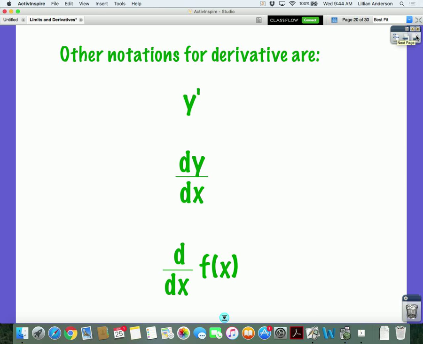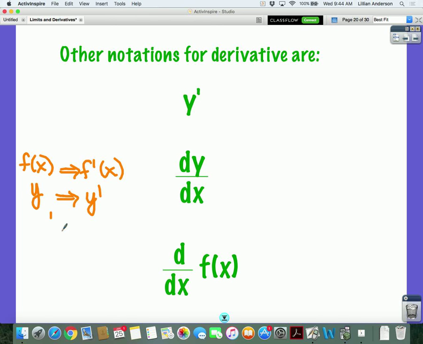Now, some other notations for derivative are what you see up here on the board. It really just depends on how the original function is given to you. If the original function is given to you as f of x and they ask you to differentiate, find the derivative, then of course you're going to use f prime of x. That's the notation for it. But if they give you y instead, like y equals x squared, then when you write the derivative, you use y prime equals. You see what I mean? dy dx also goes with y.